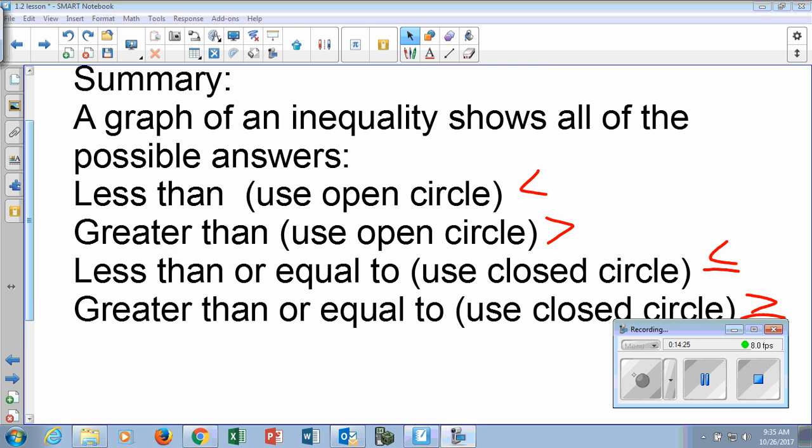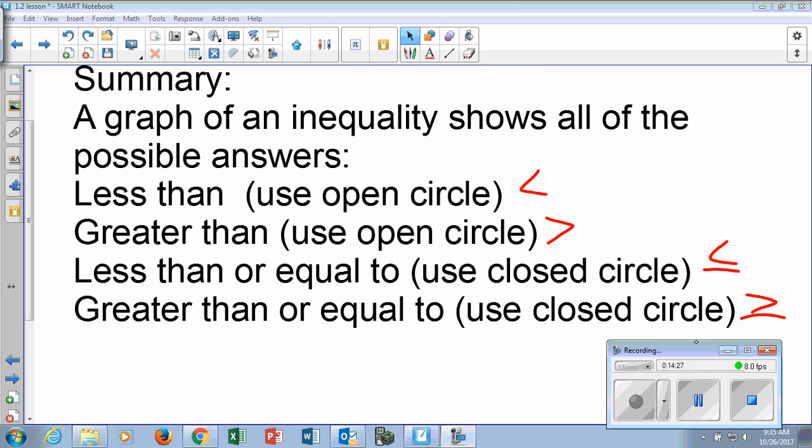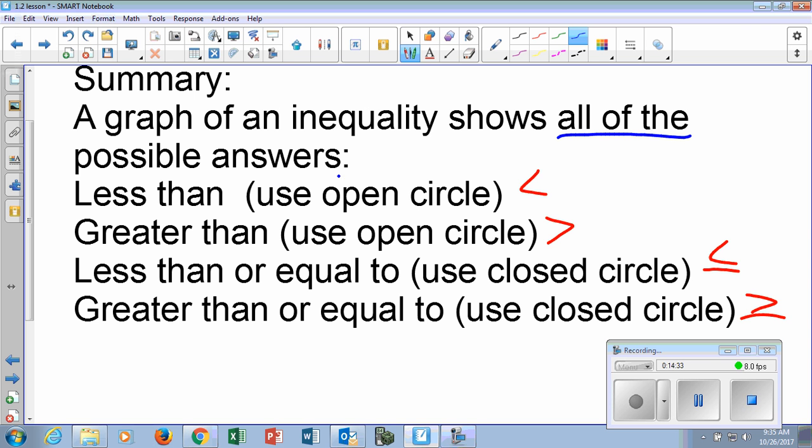Let me pause this. All right, so for the summary. So it says a graph of an inequality shows all the possible answers. Okay, again, so this line here, all the possible answers, meaning there's more than one answer to an inequality. Okay? There's multiple answers. That's the big difference between an inequality sign and an equal sign.